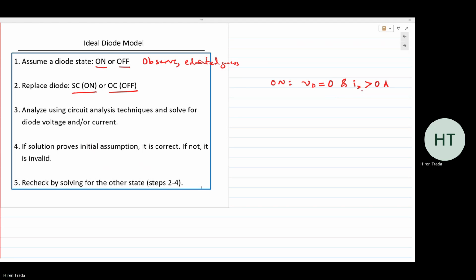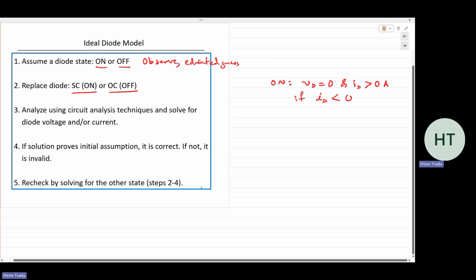Okay, so if ID is less than 0, then assumption is incorrect. Make sense? Okay.